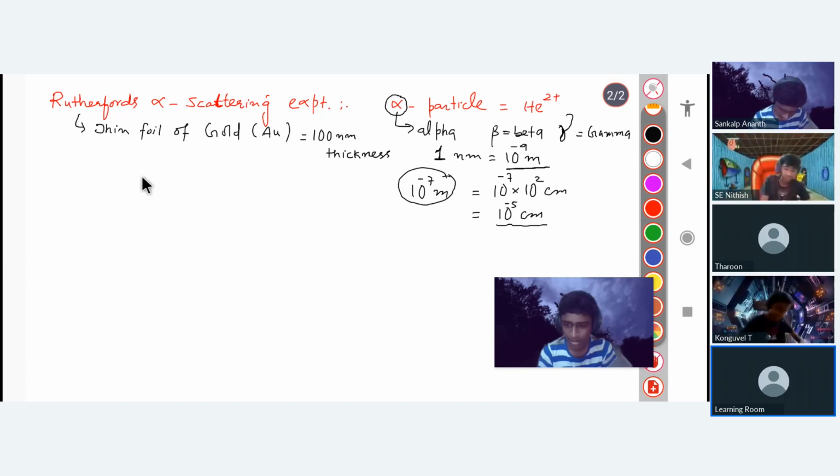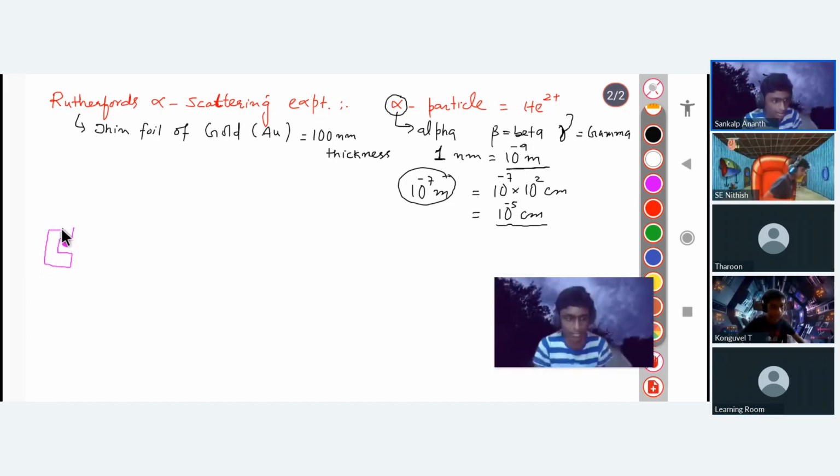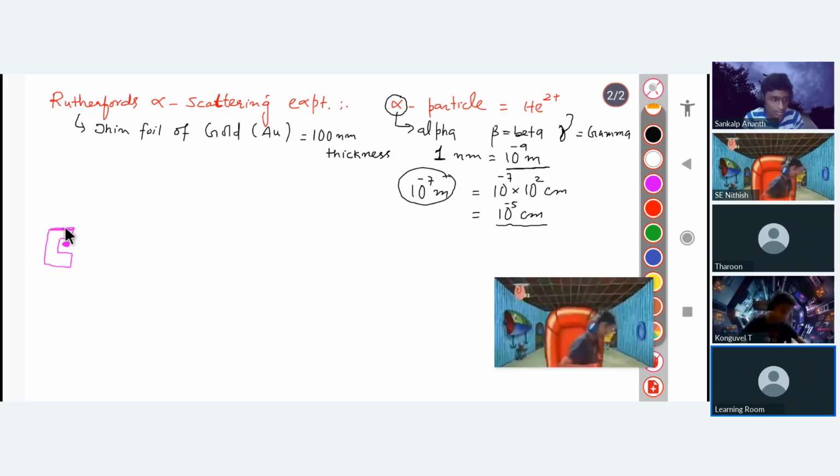The experiment was done with a microscope which was used for observing the scintillations. Okay, I will tell you what he actually did. He just took the alpha particles from the source. What was the source? Can anybody tell me what was the source of alpha particles? It was actually radium. Radium is the source of alpha particles.